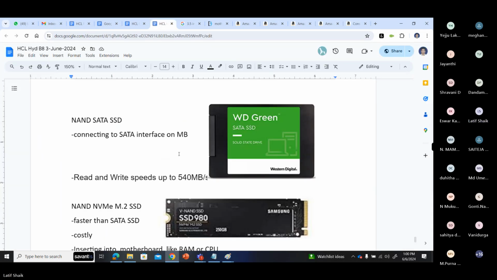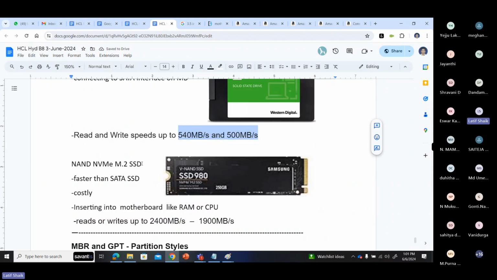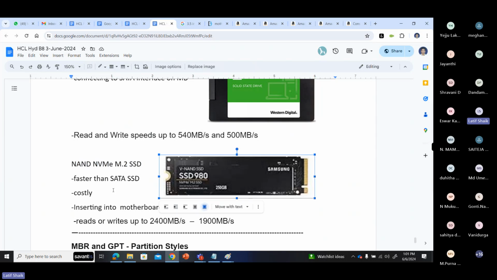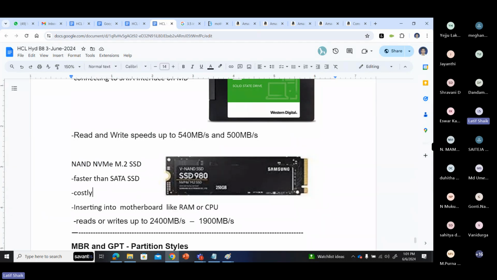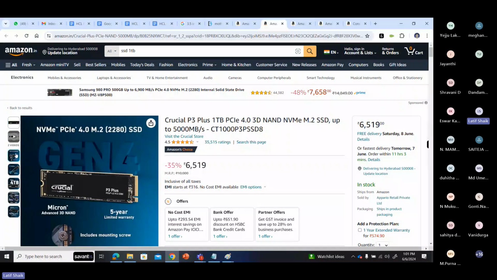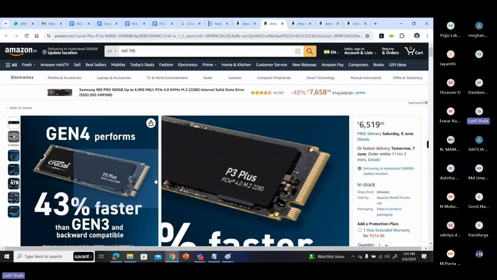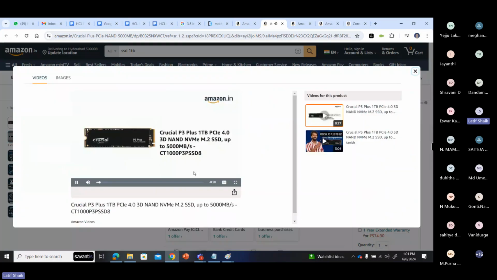And what is the speed? You can see the speed is 500 read and write, like that only. And this is NVMe. NVMe is faster than SATA SSDs, but costlier than SATA SSDs. It is inserted directly into your motherboard. This type of SSD you can insert directly on the motherboard.